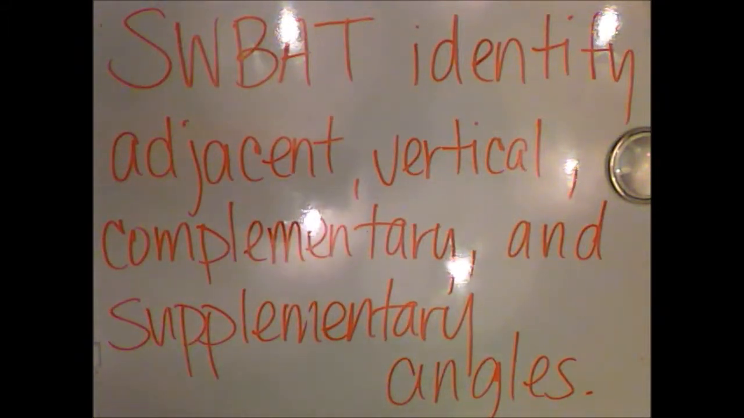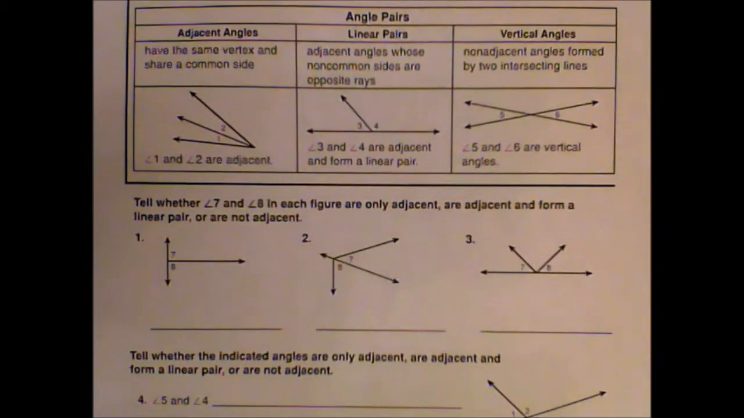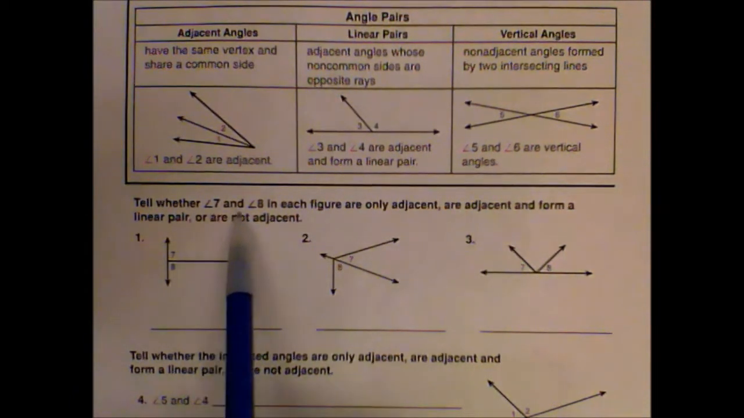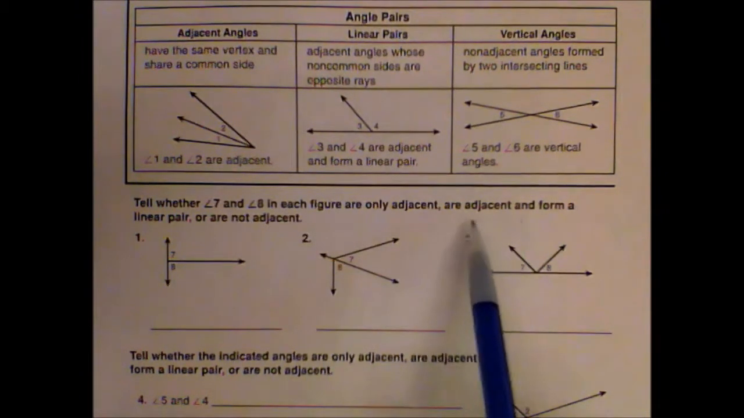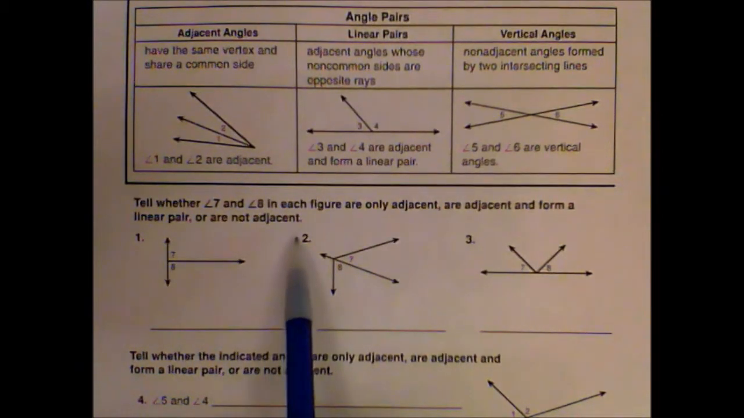Alright, the objective for this video is that students will be able to identify adjacent, vertical, complementary, and supplementary angles. Let's get started. So this video is going to explore adjacent angles, linear pairs, and vertical angles. The directions say, tell whether angle 7 and angle 8 in each figure are only adjacent, are adjacent and form a linear pair, or are not adjacent.